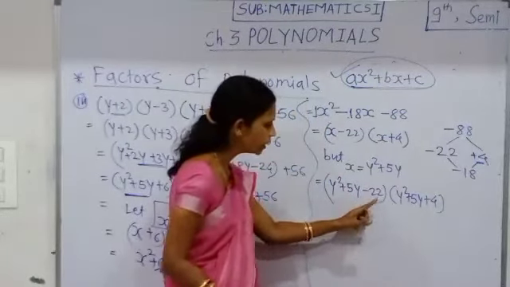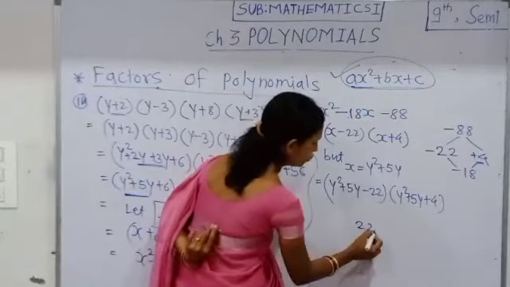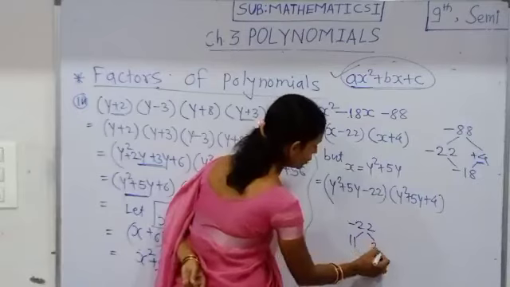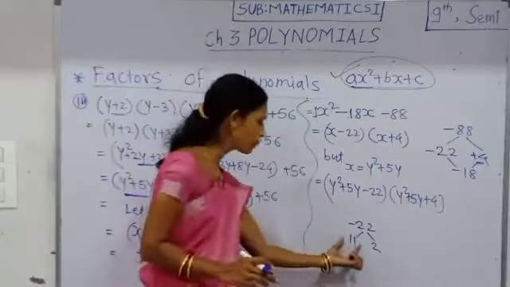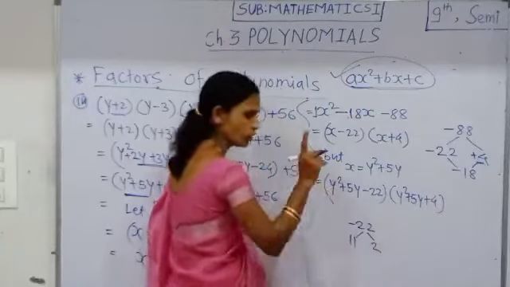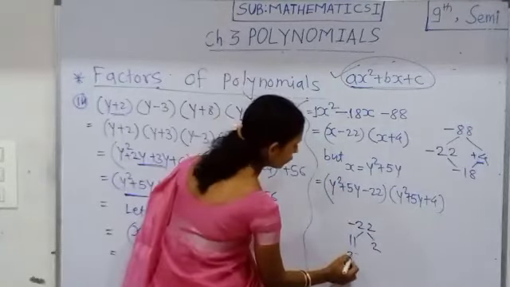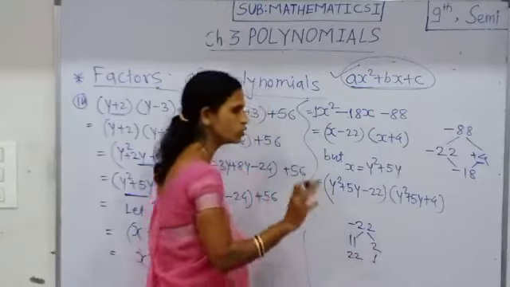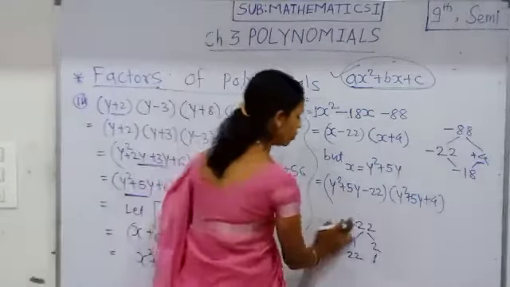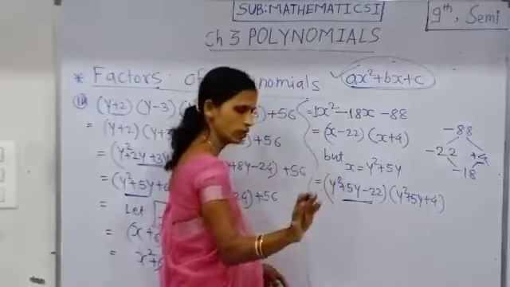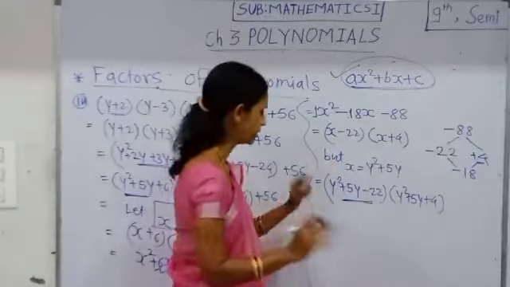For minus 22, the factors of 22 are 11 and 2 only, because those are prime numbers. The difference between 11 and 2 is not 5. One more factor pair is 22 and 1, and the difference between 22 and 1 is not 5. Therefore we cannot factorize this quadratic polynomial further. It remains as it is.